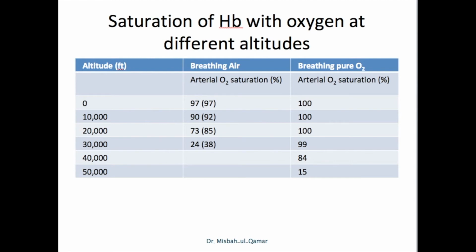In this chart, you can see the saturation of hemoglobin with oxygen at different altitudes. Up to an altitude of 10,000 feet, even when air is breathed, arterial oxygen saturation remains at least as high as 90%. Above 10,000 feet, saturation falls rapidly until it is slightly more than 70% at 20,000 feet, and much less at still higher altitudes.